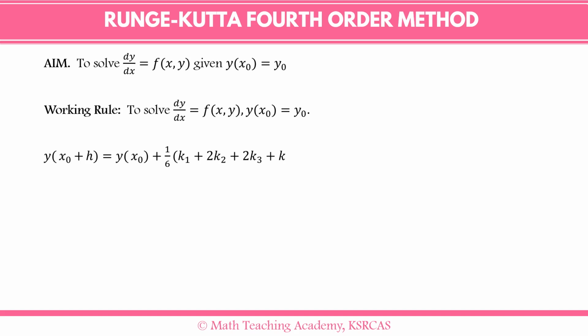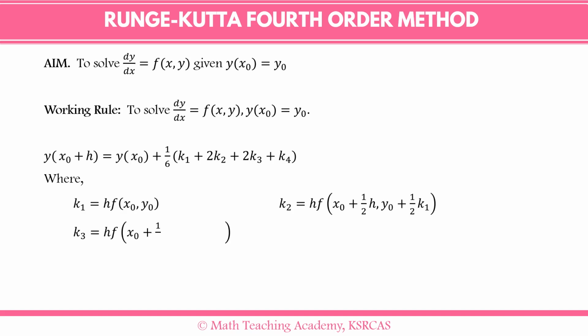So y of x naught plus h equal to y of x naught plus delta y, where delta y value is 1 by 6 into k1 plus 2 k2 plus 2 k3 plus k4, where k1 equal to h into f of x naught comma y naught, k2 equal to h into f of x naught plus h by 2 comma y naught plus k1 by 2, and k3 equal to h into f of x naught plus h by 2 comma y naught plus k2 by 2, and k4 equal to h into f of x naught plus h comma y naught plus k3.